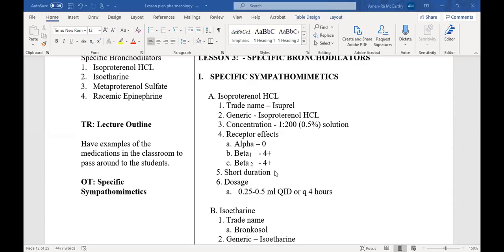So that's what I want you to be able to see. If I pick that one, he's going to have good bronchodilation, but man, he's going to have chest pain and his heart is going to be jumping out of his chest. Okay, good.